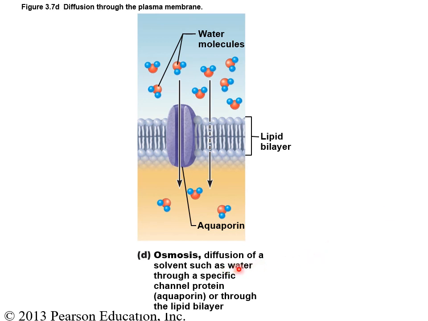So you want to make sure you keep that separate in your mind, okay? Diffusion and facilitated diffusion involve solutes: salts, glucose, larger particles. This is specifically water when you're talking about osmosis. The definition of osmosis is the movement of water from a region of low concentration of solute to a high concentration of solute through a semi-permeable membrane.